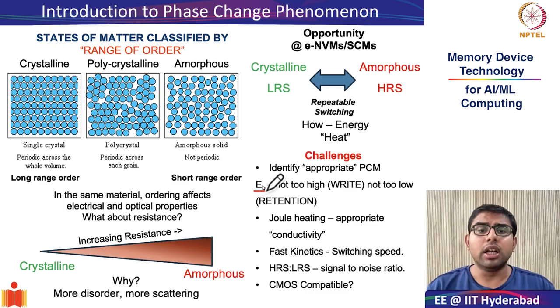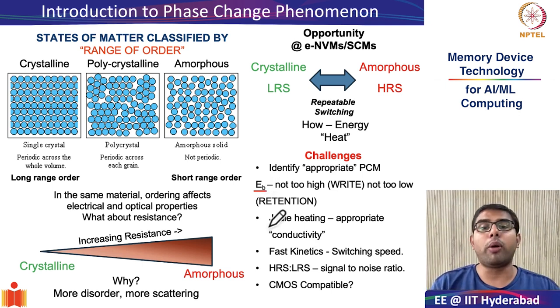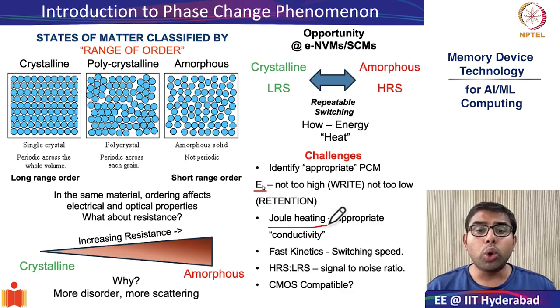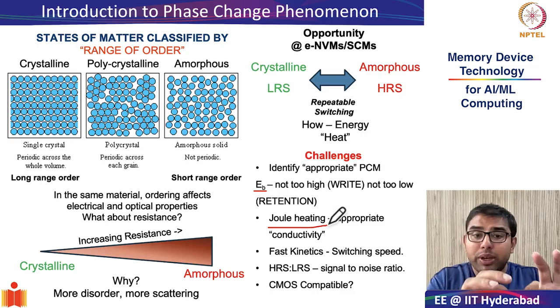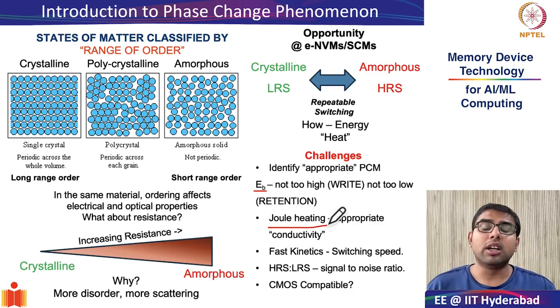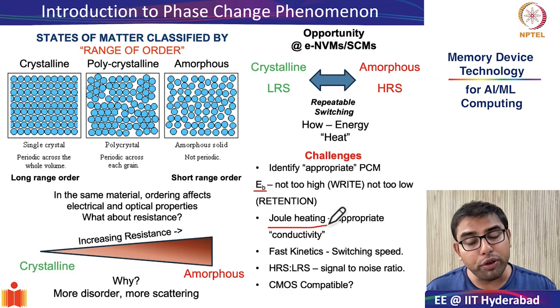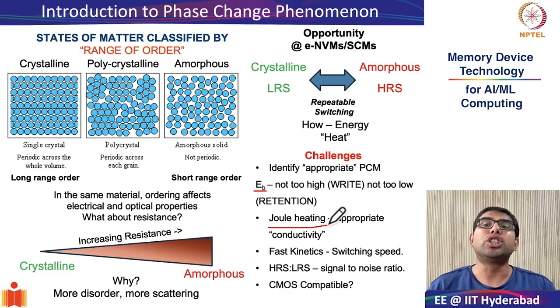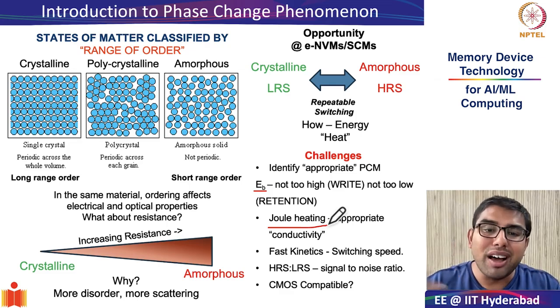The second is, since the energy will be supplied through electrical pulses, the mechanism of operation is Joule heating. Joule heating is nothing that we have not studied in our basic physics. When you flow current through a resistor, I squared R is the Joule heating. So the conductivity has to be appropriate to facilitate Joule heating. If the conductivity is too low, enough current will not flow. And if the conductivity is too high, there will not be enough Joule heating.